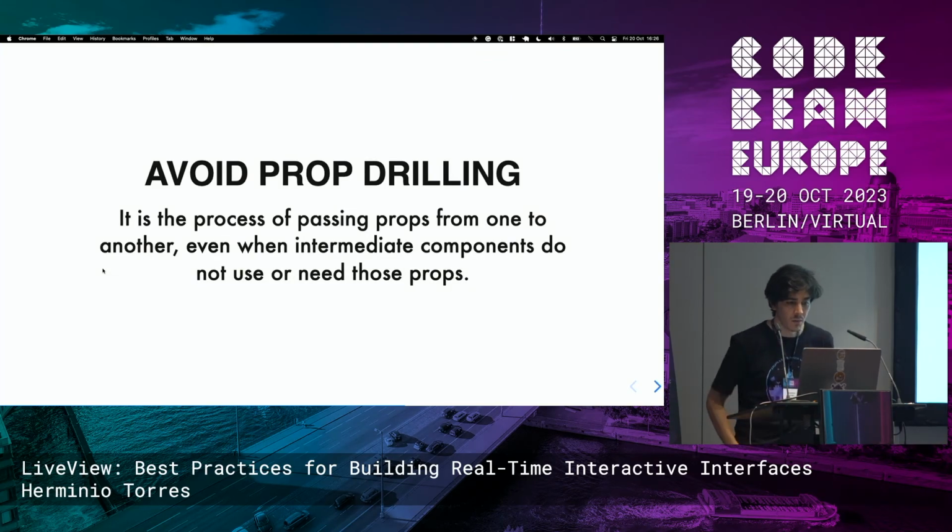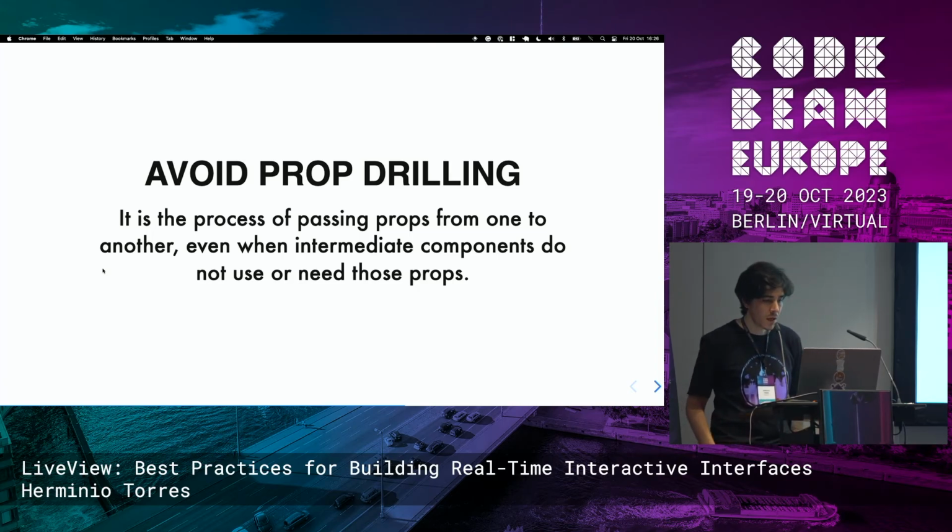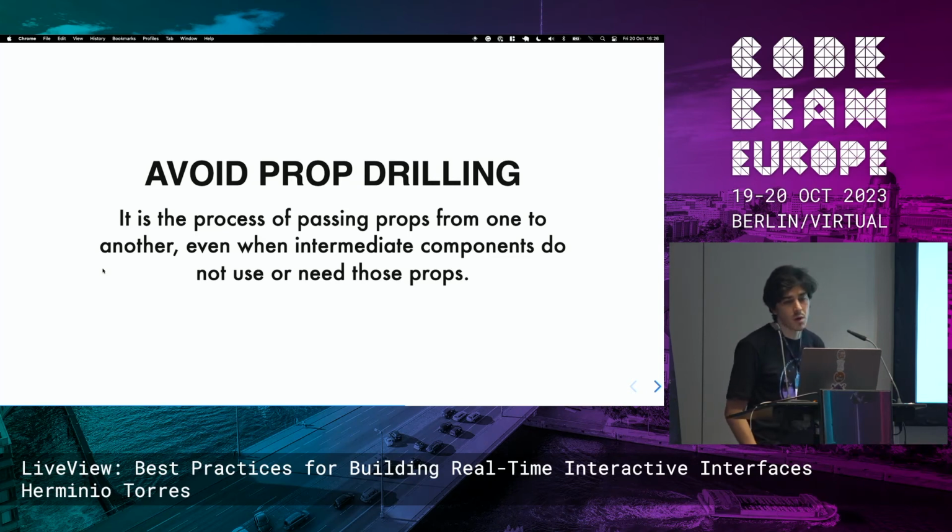This is a very common issue for many front-end frameworks. It's this issue about prop drilling. So basically, what this means is you have your component tree, and you need to pass down that property one by one component until you have the component that knows what to do with that data. And sometimes the intermediate components may or may not use that property.